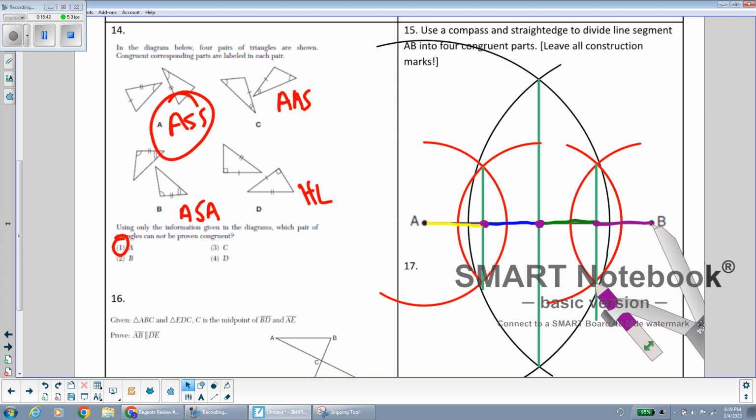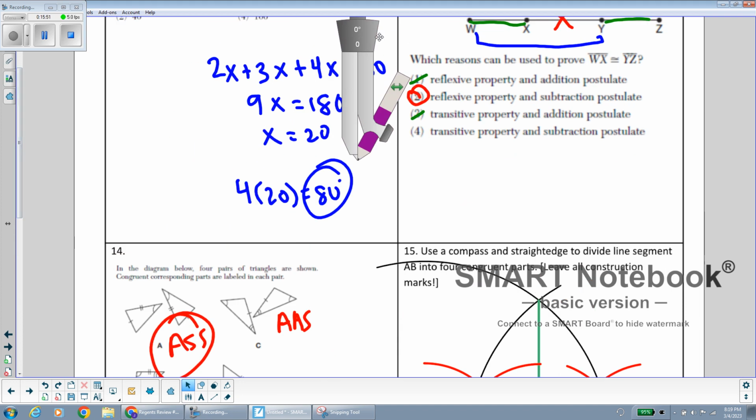Let me get rid of this compass here. I can move on to the next question. There we go. I gotta get rid of my compass up here too. A million compasses on my paper. There we go.